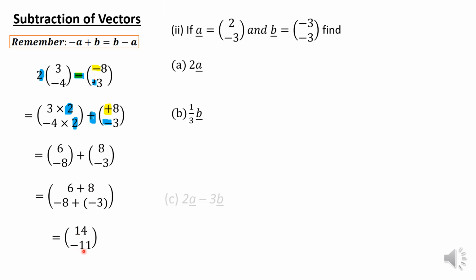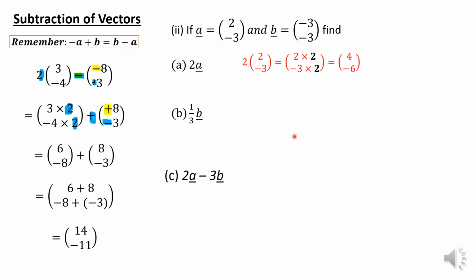Let's bring in another way that they can be asked. You can be given vector A equals (2, -3) and B equals (-3, -3), and we're supposed to find twice A. So you just multiply each one in here, as I showed you here in black, with that 2. And the resultant then is (4, -6).